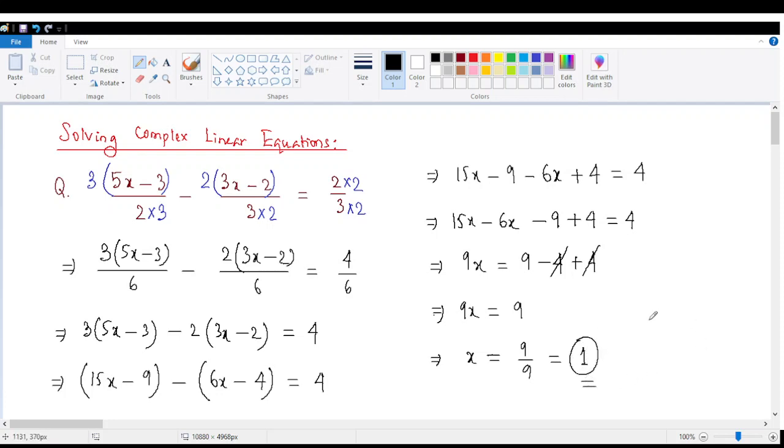So now you know how to solve a complex linear equation, right? Let us take another example so that your concepts can be absolutely clear. But one request: every time I give you an example question, try to solve the problem first on your own. Pause the video and solve it first on your own.